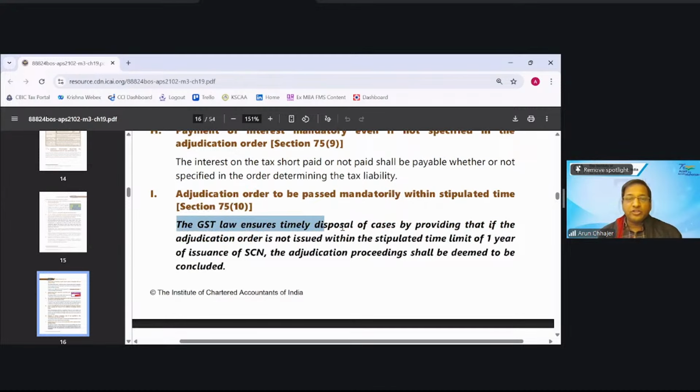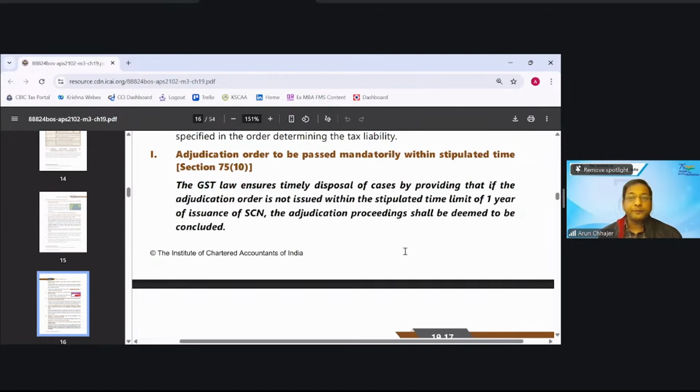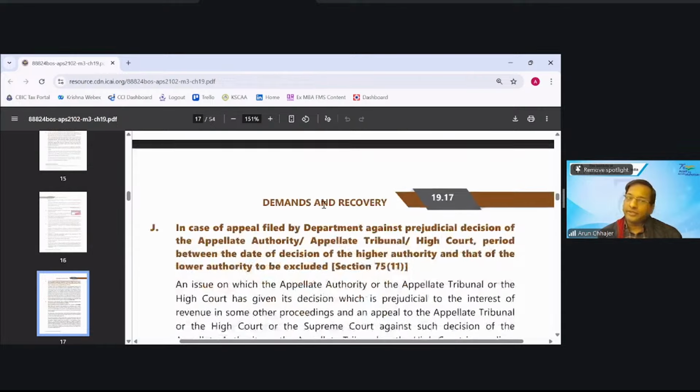The GST law ensures the timely disposal of the case by providing that if the adjudication order is not issued within the stipulated time of 1 year, the adjudication proceeding shall be deemed to be concluded. Adjudication order to be passed mandatorily within stipulated time. The GST law ensures the timely disposal of the case by providing that if the adjudication order is not issued within the stipulated time of 1 year, the adjudication proceeding shall be deemed to be concluded.